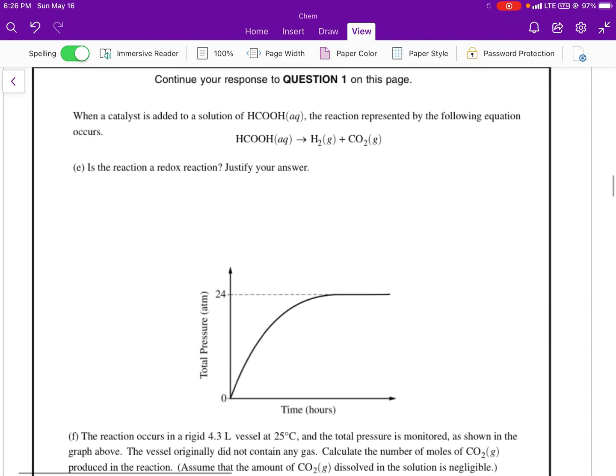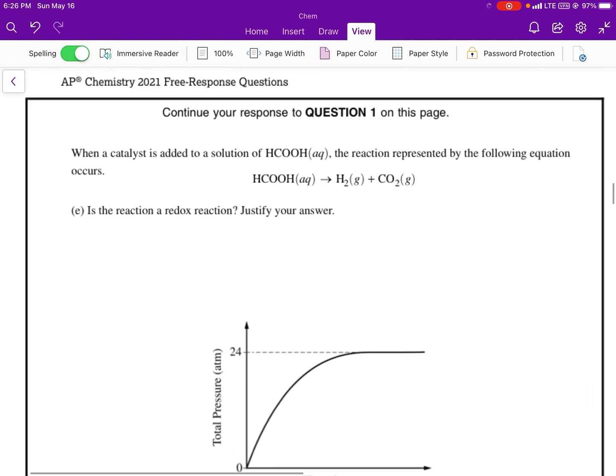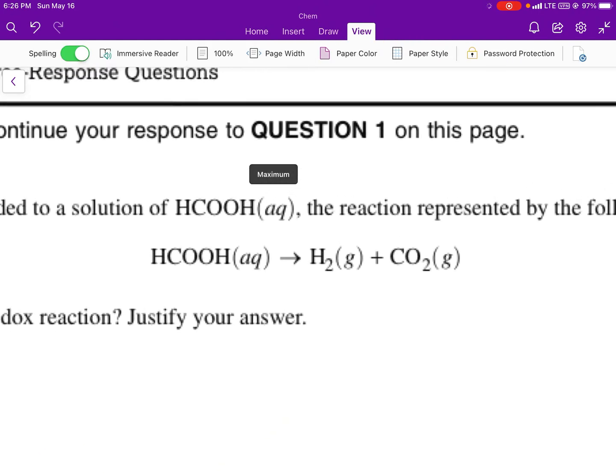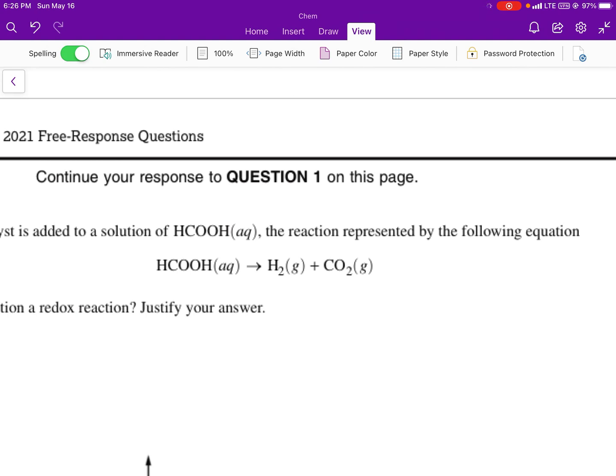Now part E. When a catalyst is added to a solution of methanoic acid, the reaction represented by the following equation occurs. So you have HCOOH yields H2 plus CO2. Is the reaction a redox reaction? So redox reactions involve transfers of electrons, so there has to be some kind of change in oxidation state. So now we can label all of these elements with their oxidation states.